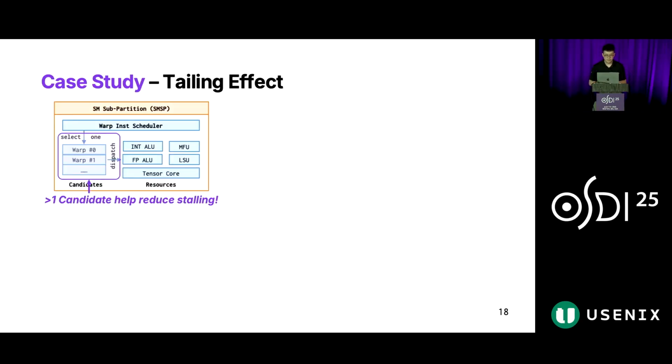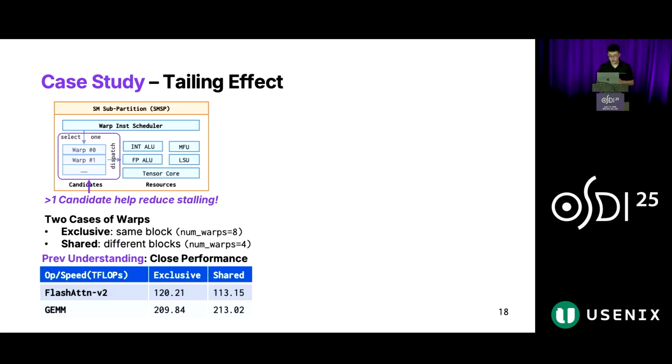We want to present you a very interesting case study to demonstrate how Neutrino can be used to understand the runtime behavior in GPU kernels progressively. So the GPU instruction dispatcher will schedule a warp from its candidates per cycle to resources like ALU for execution. In practice, there will be more than one candidate to avoid the stalling cycles, and there will be two cases for these warps: a block exclusively takes the whole SM or shares it with other blocks. These are easily configurable via the num_warps configurations in Triton and other compilers.